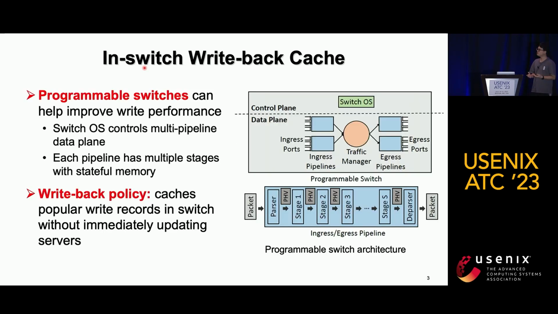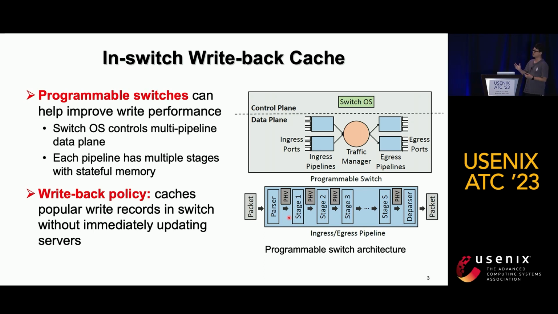To improve the write performance, programmable switches provide an opportunity. First, this is the architecture of a programmable switch. It includes two parts, a control plane and a data plane. The control plane, that is the switch OS, can configure or control the switch data plane. The switch data plane includes multiple pipelines, and each pipeline includes a series of stages to process traversed requests or responses within switch memory.